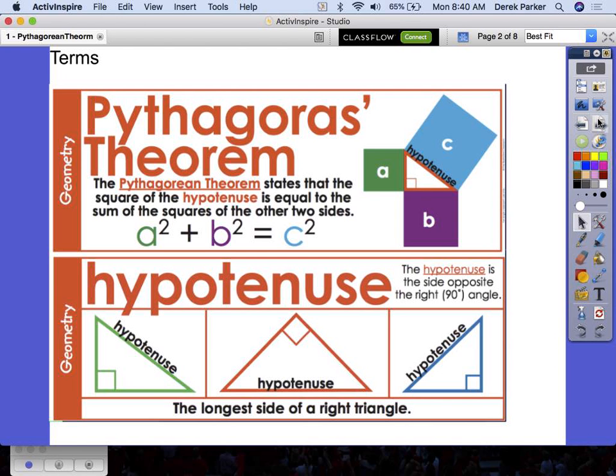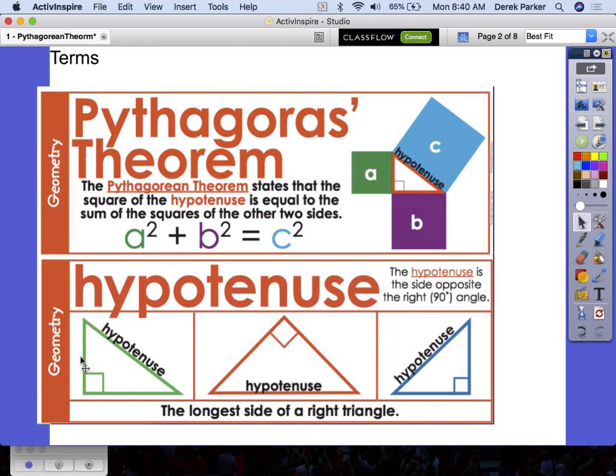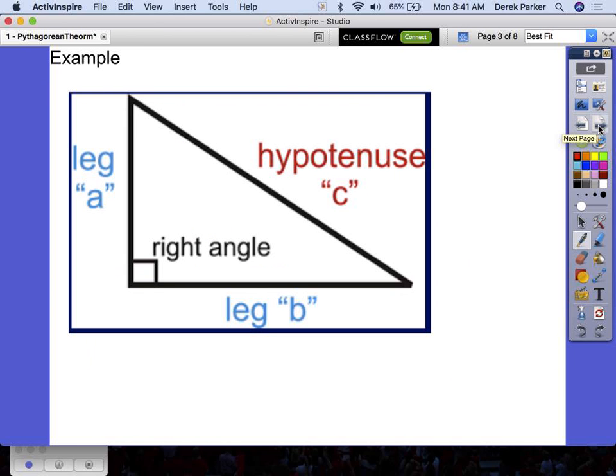The hypotenuse is the side opposite of the right angle. The longest side of a right triangle is always the hypotenuse, and these are called the legs. A squared plus b squared equals c squared. Here's an example. The legs are a and b, so the sum of a squared plus b squared, the sum of the legs squared, is equivalent to the hypotenuse squared. That is the theorem for a right triangle.